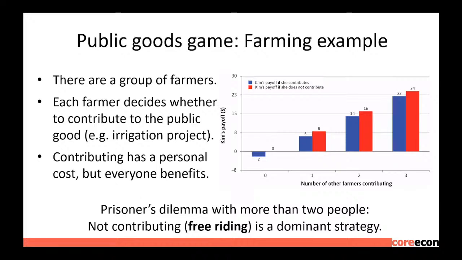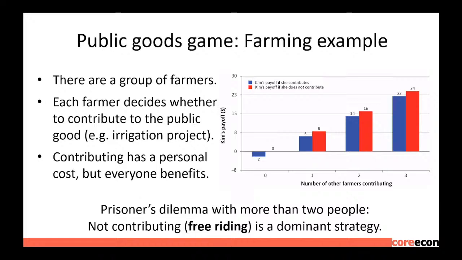So 0 means that, from your point of view, if you were to cooperate, you would be alone, right? 1 means that one other person is cooperating, 2, and 3 means that everyone else in your group is actually investing in the irrigation project. So there are 4 farmers. Each farmer decides whether to contribute to the public good or not, which is costly. Contributing has a personal cost, and it has, importantly, the positive externality. Everyone benefits, the spillover effects.